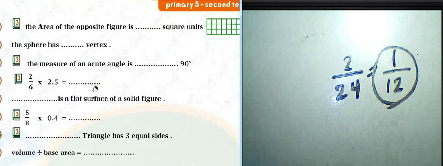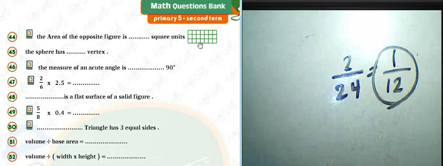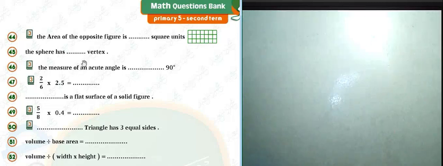The area of the opposite square units here, we can find the length times the width. The length is 3, and the width is 1, 2, 3, 4, 5, 6, 7. 3 times 7 equals 21 square units. The sphere has 0 vertices. The measure of an acute angle is less than 90 degrees.